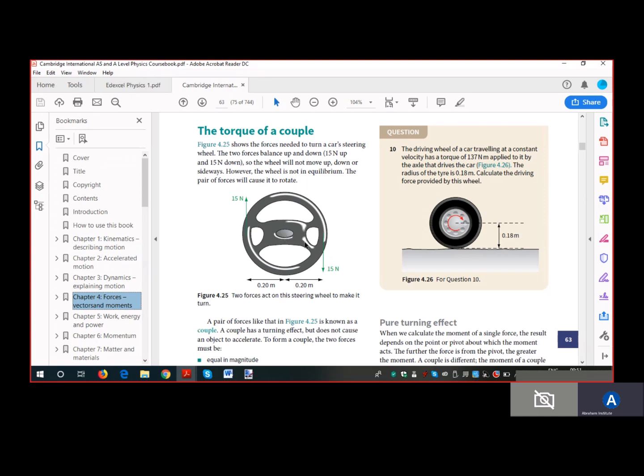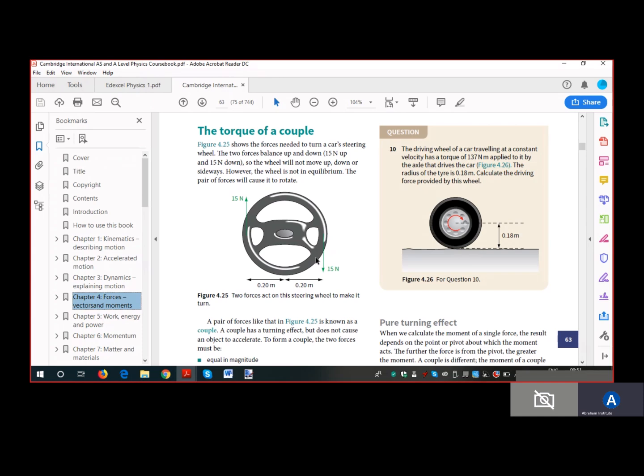to the line of action of the force. So it's a perpendicular distance from the pivot to the line of action of the force. So the pivot, or axis of rotation, is here. The line of action of the force is here. The angle is 90 degrees. Can you see? Therefore, it's the perpendicular distance.